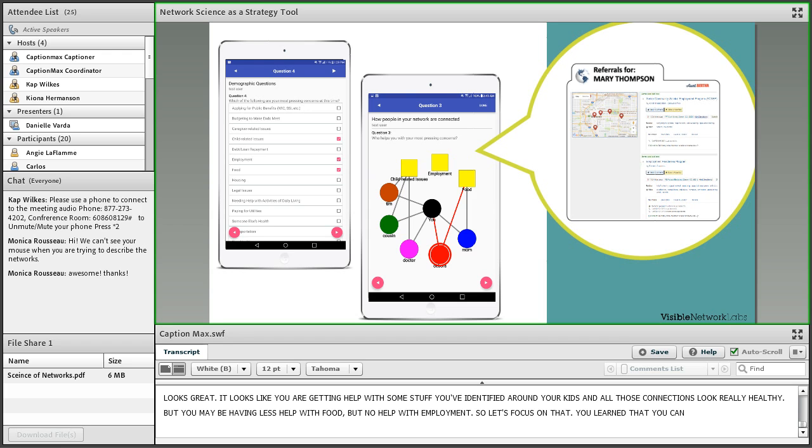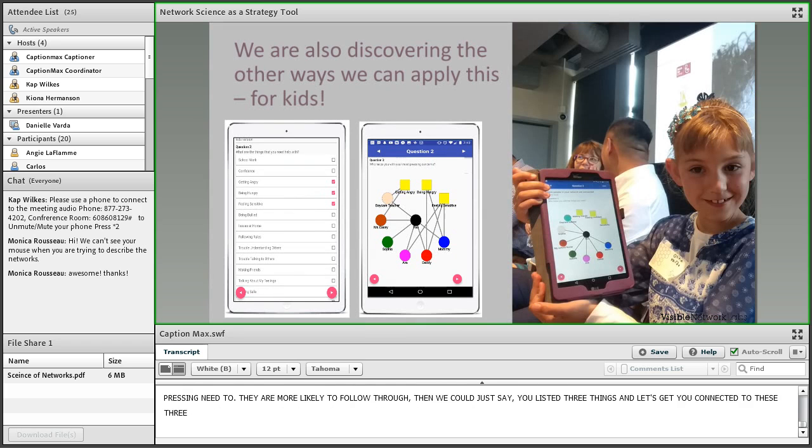So in this case, we may say to the patient, it looks great. It looks like you are getting help with some stuff you've identified around your kids, and all of those connections look really healthy, but you may be having less help with food, and no help with employment. So let's focus on that. And what we've learned on referrals with people is that if we can focus on their most pressing need with the least amount of social support and help them navigate to that, they're more likely to follow through than were we to just say, great, you listed 3 things, let's get you connected to those 3 things.